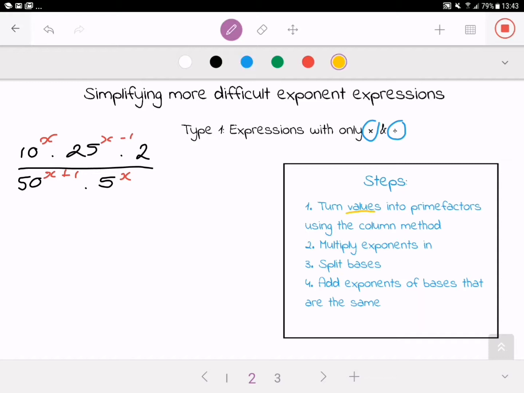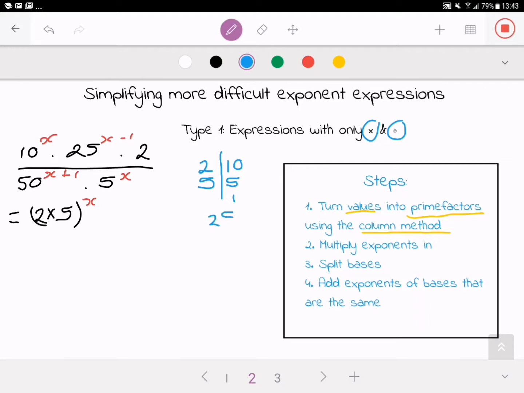So our first step would be to turn the values into prime factors using the column method. How we do that is we take our first value, 10. We see what's the smallest value that can divide into it, which is 2. That gives us 5, and then we divide by 5, which equals 1. So therefore our prime factors of 10 is 2 times 5.